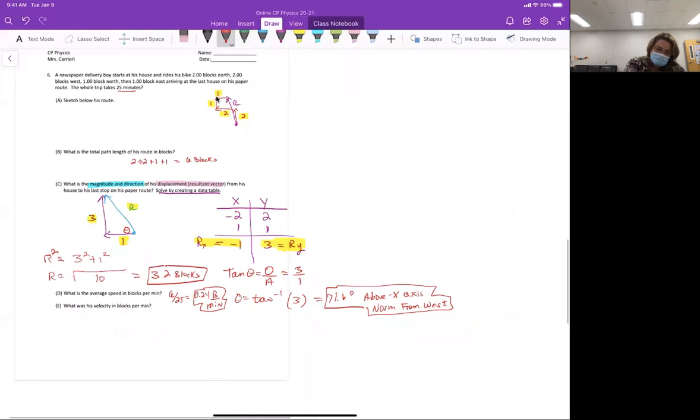What was his average velocity? Well, velocity equals the change in, since we are in 2 dimensions, we usually refer to that as r, over delta t. Instead of delta x or delta y, we're in 2 dimensions. Well, what was its total displacement? It was 3.2 blocks. We found it. Divided by 25 minutes. That gives me 0.13 blocks per minute.